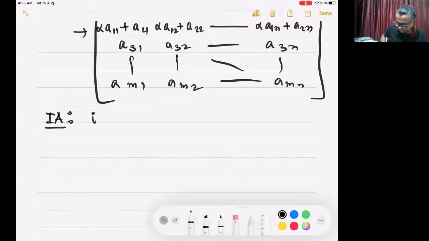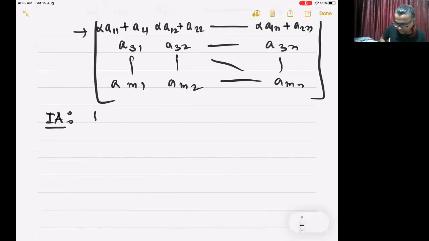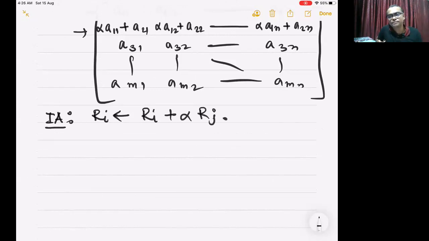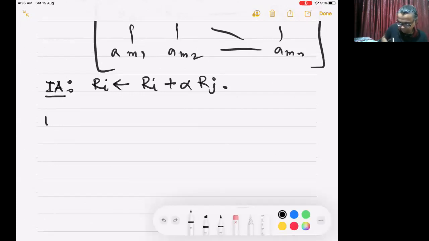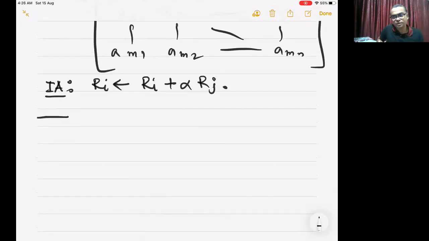Say Ri is substituted by Ri plus alpha times Rj. How do you encode that as a matrix? That also you can do. Row operation number 3 is in fact even simpler, right? So once again, I'm going to do it for 1 and 2.